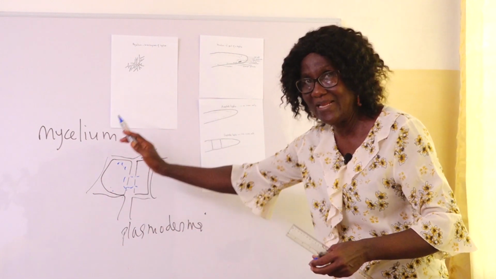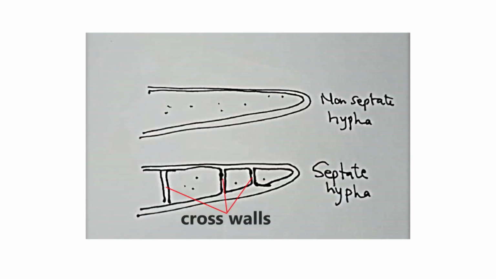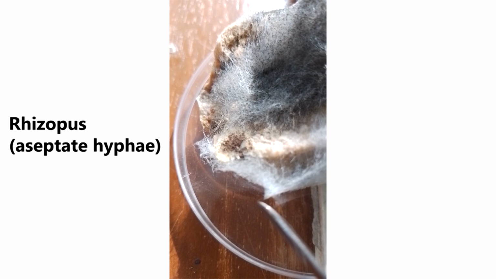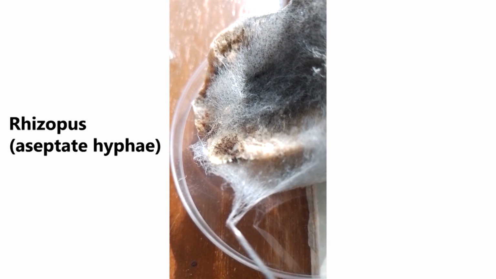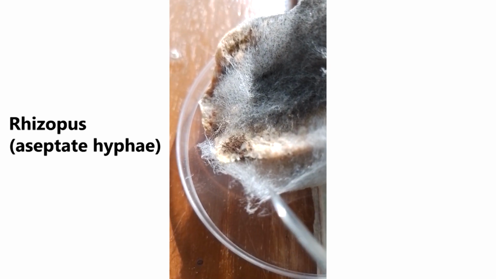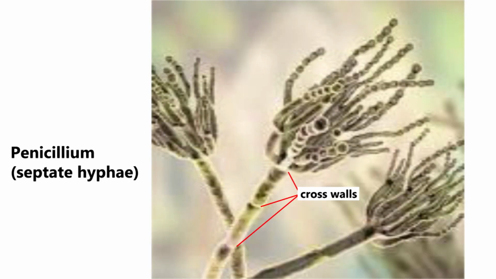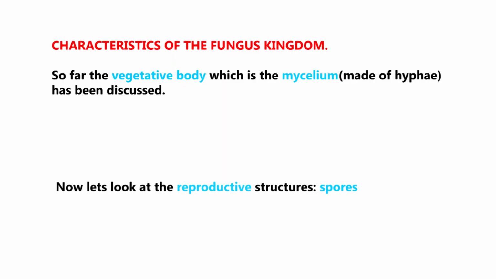So plant cells have interconnections through the plasmodesmata, plenty. So hyphae that are septate, that have cross walls, there will be connections from cell to cell. Very neat. Now, there are some fungi whose hyphae are aseptate, and there are some fungi whose hyphae are septate. So that is the mycelium.